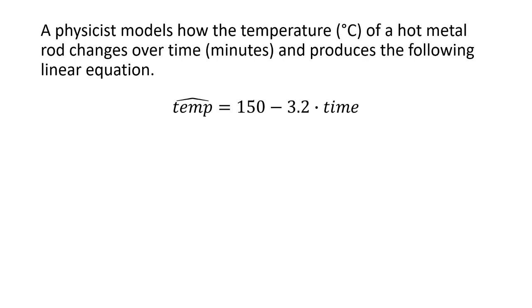We'll take a quick minute to talk about how to interpret slopes when working with linear regression models. A physicist models how the temperature in degrees Celsius of a hot metal rod changes over time in minutes and produces the following linear equation. So we have here on the left our response variable of temperature, and to the right we have our explanatory variable of time. Which of these two numbers in the model is our slope?